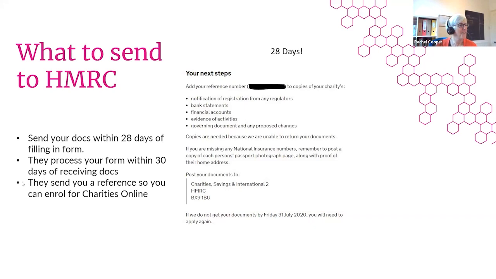So, we'll see. And so they will process that, and then they will send you a reference number so that you can enroll for charities online. So this is just the beginning of your reference numbers. They'll send this through the post. Pretty sure. One thing to note at the bottom, I suppose, is it says on the print screen, the documents by July 2020. So that's the 28 days. Yeah, that's right. So in a sense, ignore that date and just focus on the 28 days.